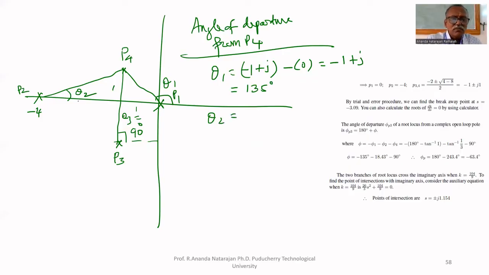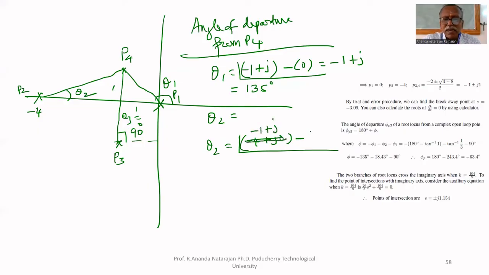Theta 2 equal to what? Theta 2, this is 4. Theta 2 equal to angle of P4 minus P2, that is minus 1 plus j minus of minus 4, equal to angle of minus 1 plus 4 equal to 3, 3 plus j. What is the angle of 3 plus j? Polar coordinate.